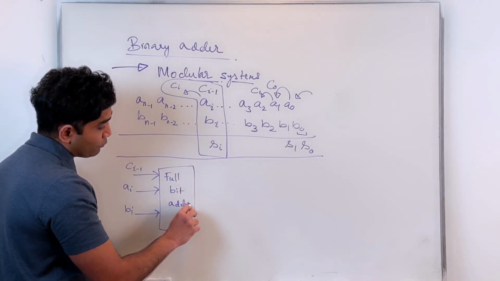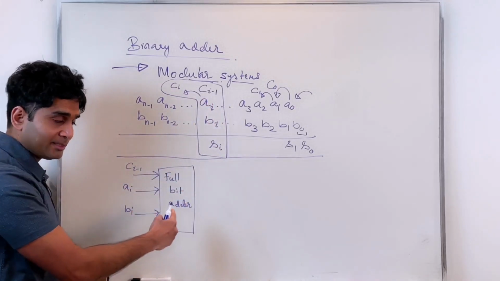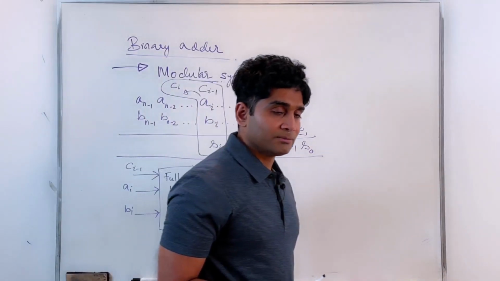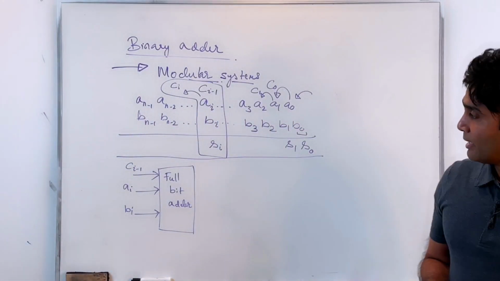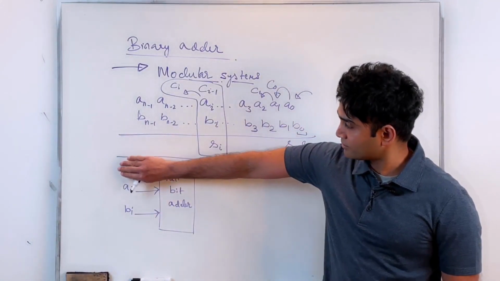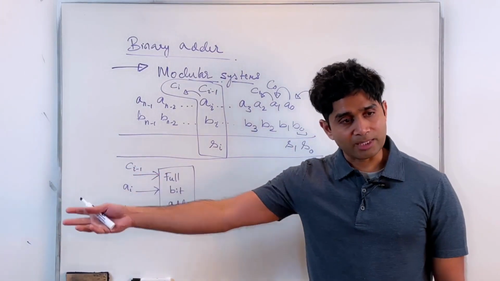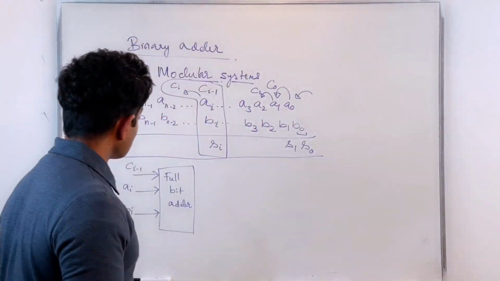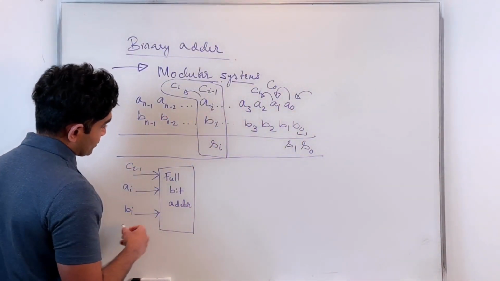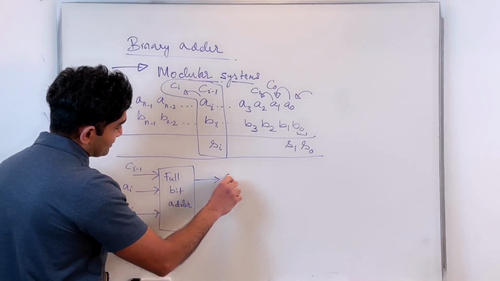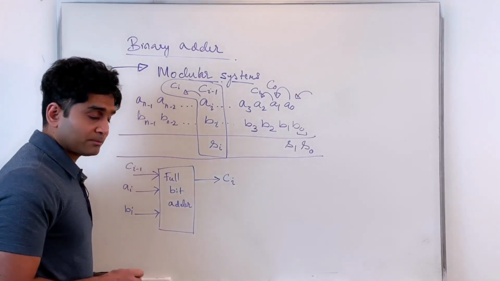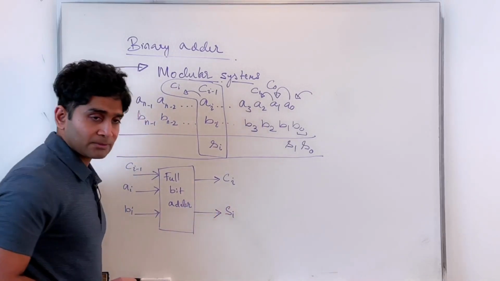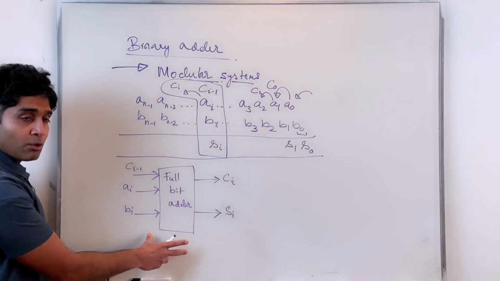It's called full bit because for this particular design, I'm also considering the previous bit carry. Okay, and that's why it's called the full bit adder. A half bit adder, on the other hand, would not have this. I'm just adding 2 bits and giving out the sum and the carry out, and that's called the half bit adder. All right, that's just a naming convention. And then I produce what is called Ci, the carry out, and Si. Okay, so this is the module I wanted to build.